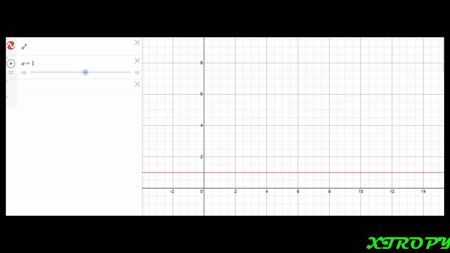So now we will see why we do not take the value of a to be 1. If you had taken the value of a to be 1, you can see over here the value of a is 1.